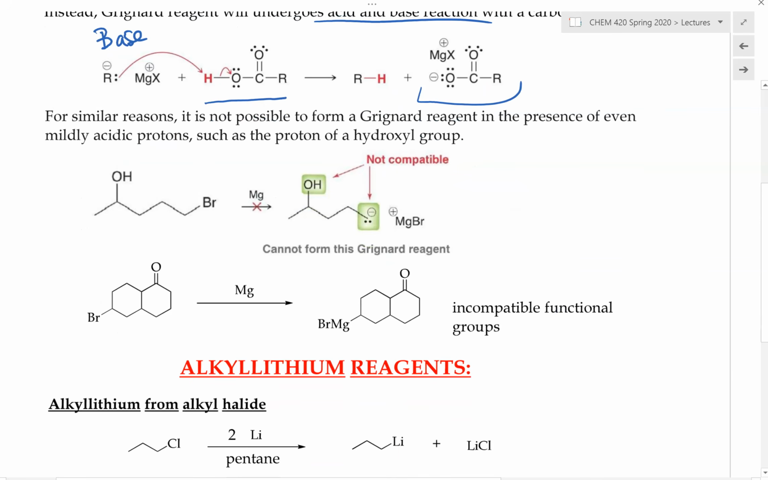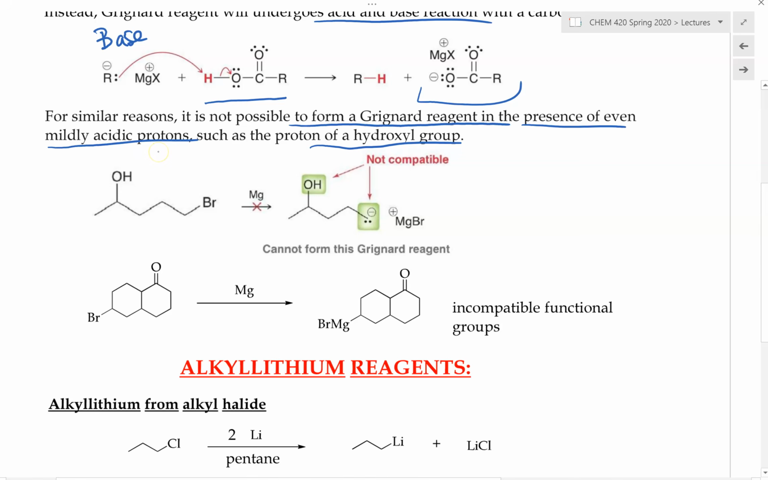And for this similar reason, it is not possible to form the Grignard reagent in the presence of even a mildly acidic proton, such as the hydroxy group from the alcohol functional group. So please keep this in mind. It is not possible for us to produce the Grignard reagent in the presence of an alcohol functional group.